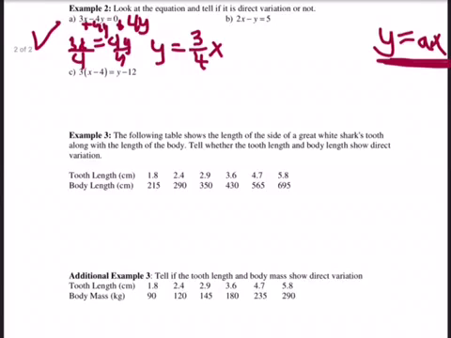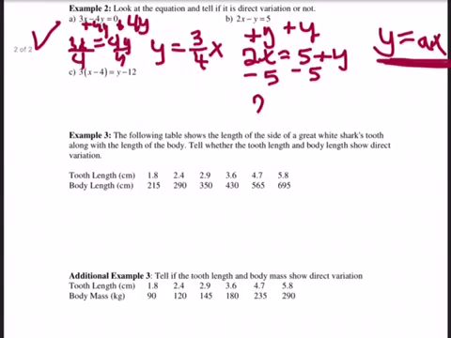Okay, let's compare that to b, where if I add the y over, now I have 2x equals 5 plus y, and if I subtract the 5 to get y by itself, I have 2x minus 5 equals y, which does not follow the y equals a times x.